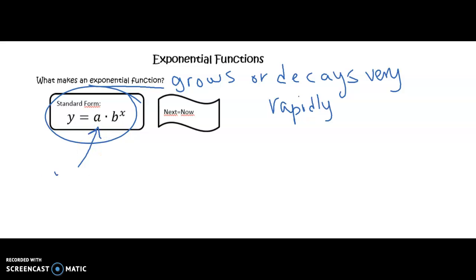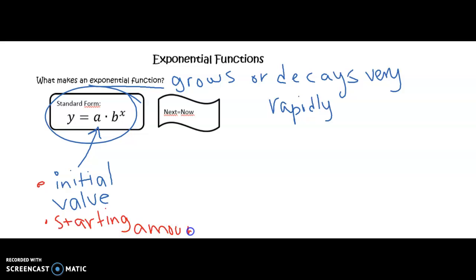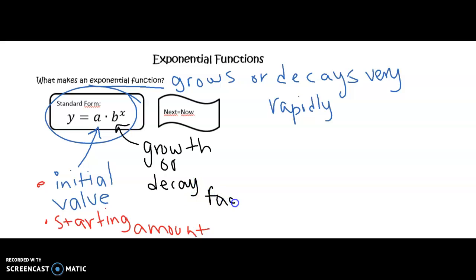A is what we call our initial value. That's important vocab right there, initial value. What is the starting amount would be another way to say that. Starting amount. Now, b is what we call the growth or decay factor. These are important words that give us an idea of how to describe an exponential function.